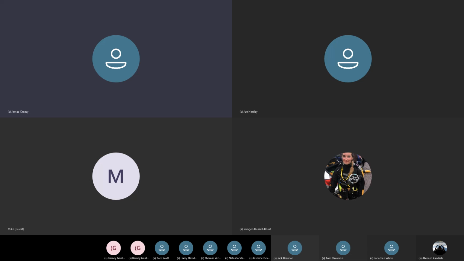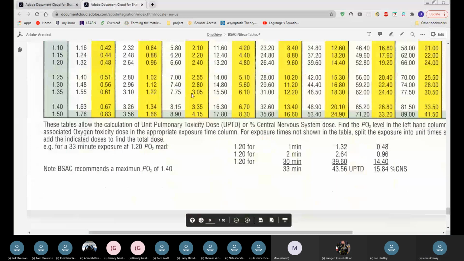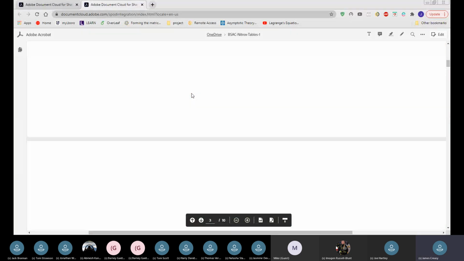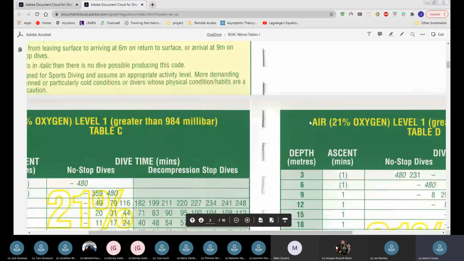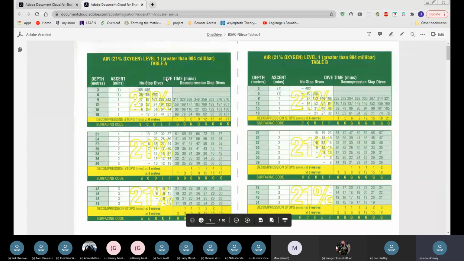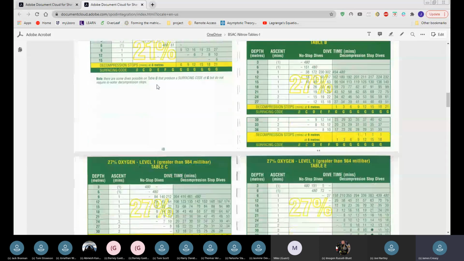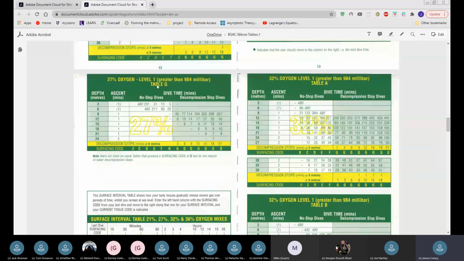So that dive there is on 26 meters for 33 minutes. So we get the nitrox tables up. We're going down on the first dive, so we're using table A. Here we've got our air table A, but we're using nitrox 32, so we scroll down, there's air 21, 27, here we go, so we've got 32.